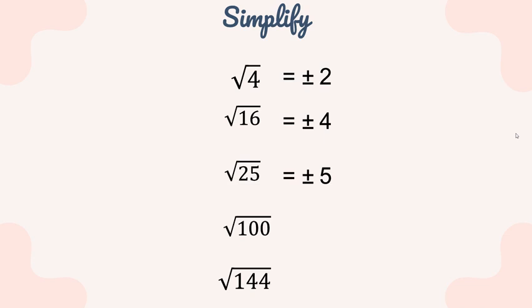Then we have 100. So what multiplies to get to 100? We have plus minus 10. 10 times 10 is 100. Negative 10 times negative 10 is 100. And then what multiplies to get 144, or the square root of 144? We're looking at 12 times 12, or negative 12 times negative 12, which our answer would just be plus minus 12.